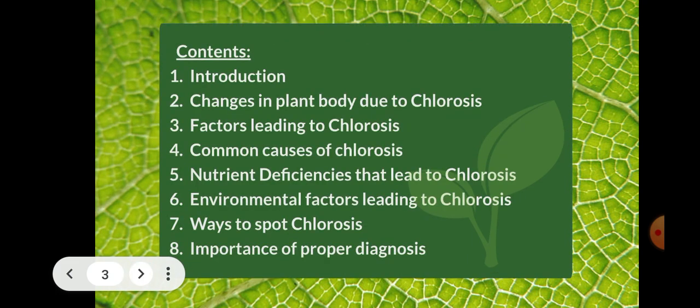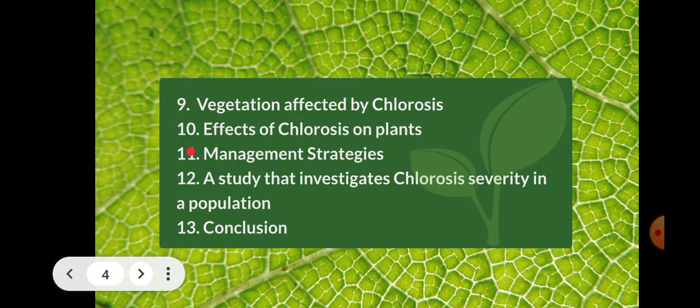Let me introduce you to the contents of this presentation. First, I will start with the introduction. Then I will move towards the changes that occur in plant body due to chlorosis, and then I would be talking about the factors, common causes, nutrient deficiencies, as well as the environmental factors that lead to this condition. Then I would be talking about the ways in which we can spot chlorosis as well as the importance of a proper diagnosis. After that, I would be talking about the kinds of vegetation that gets affected by chlorosis and the effect it has on plants.